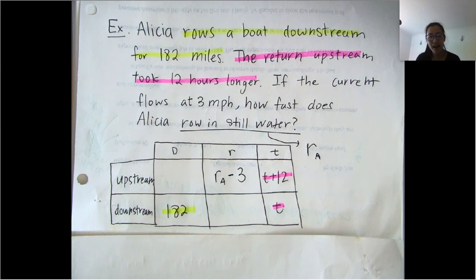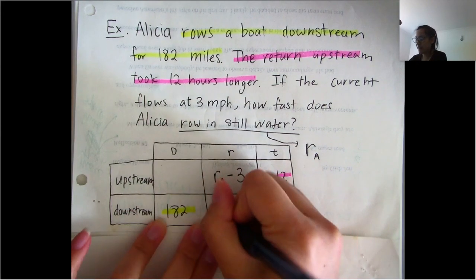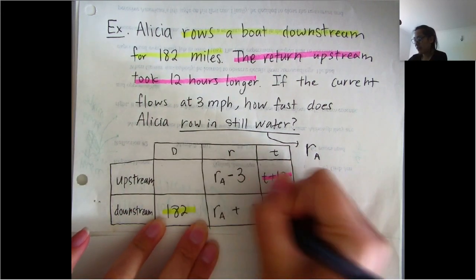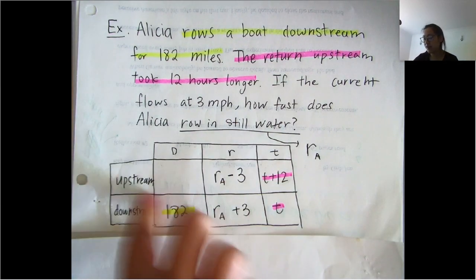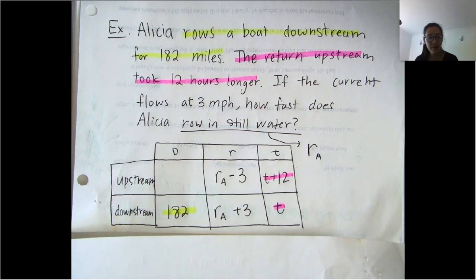Now, when she's going downstream, that means it's going to make her go faster. So you want to add that to the rate. So it'll be R sub A plus 3. Okay, so we see here we're missing some information. We have a blank here. So the question is, how do we fill that in?